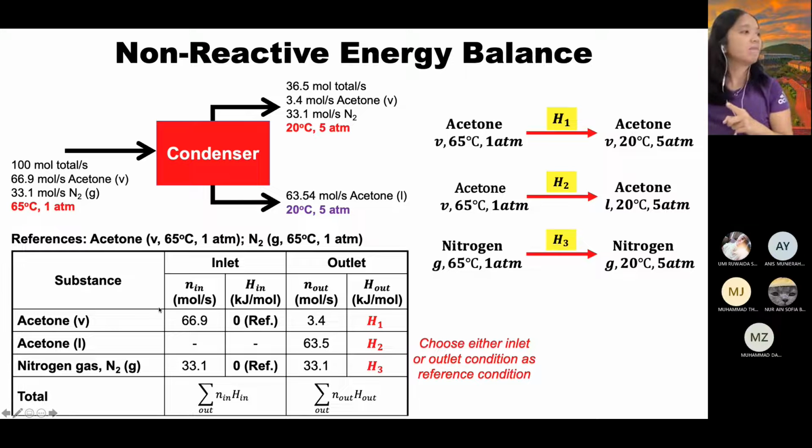So, there is acetone vapor and acetone liquid. You can see the acetone vapor inlet is 66.9 mole per second. Its enthalpy is zero because we chose the inlet condition as the reference condition, so it is zero. Okay, next one, acetone liquid.